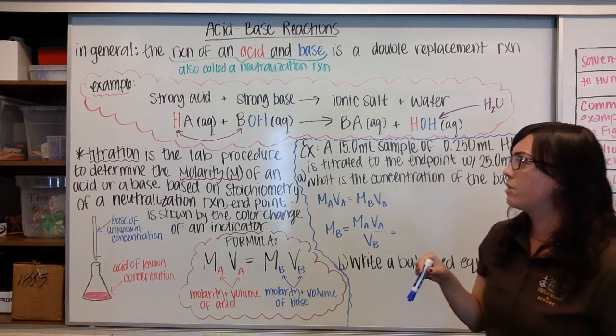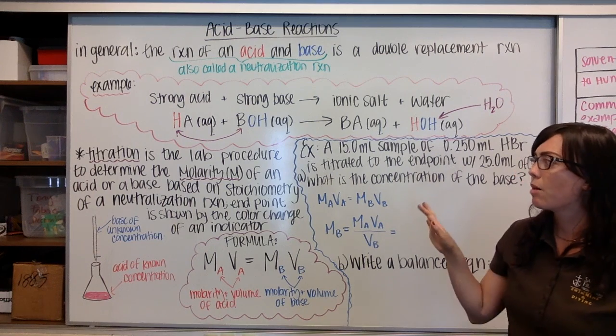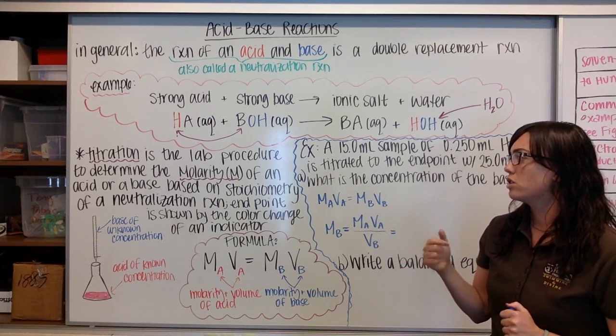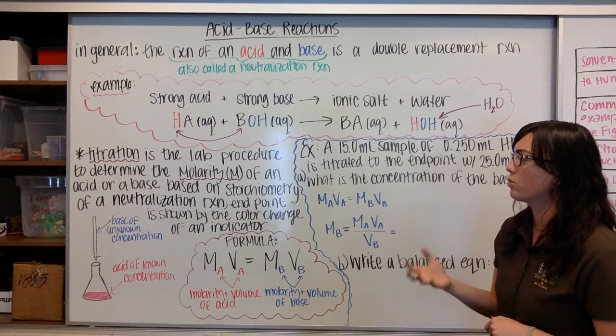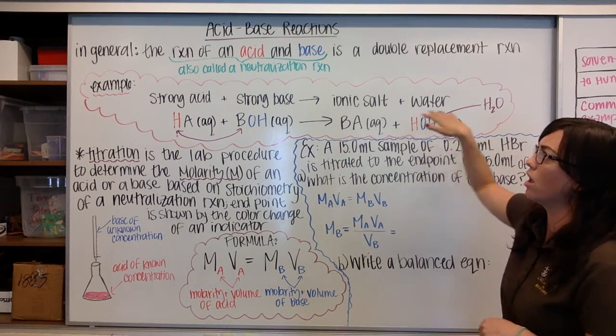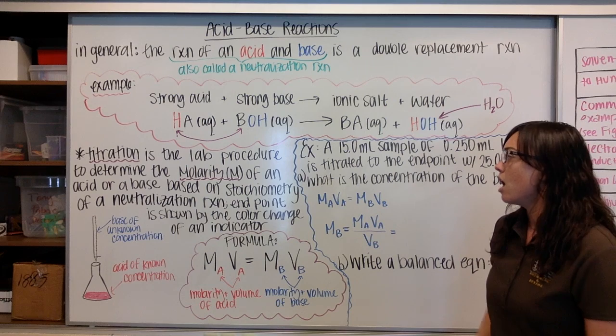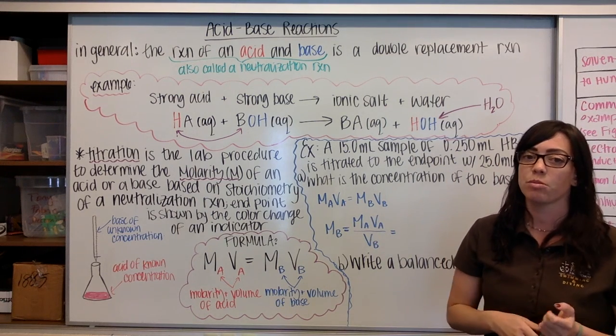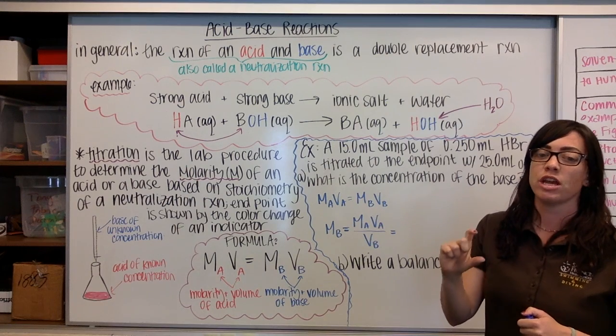titration in the lab next week, and it's just a lab procedure to determine the molarity of an acid or base based on stoichiometry of a neutralization reaction, so some sort of double replacement reaction. And what we do is we do this reaction to what we call the end point, and the end point is shown by a color change and an indicator.